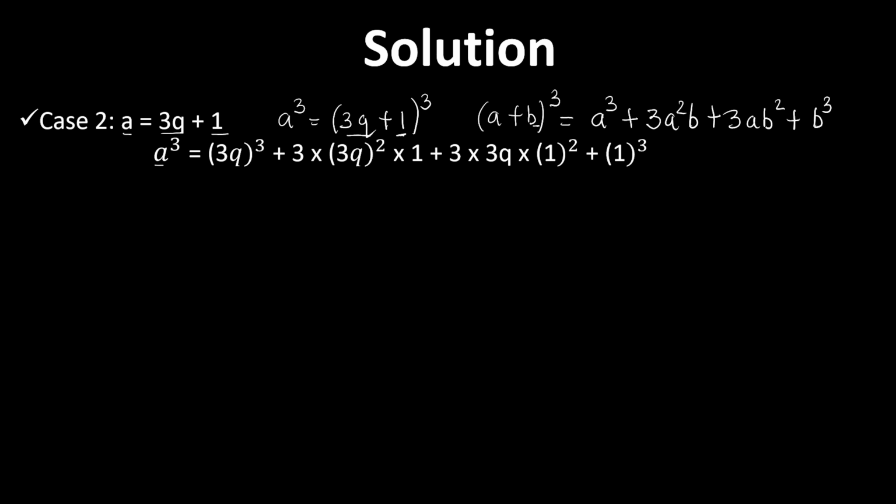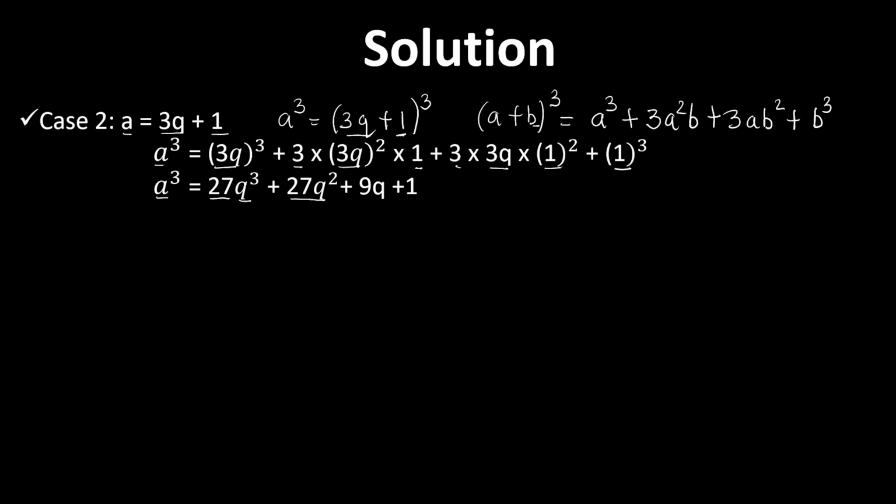So a cube can be written as 3q whole cube plus 3 times 3q whole square multiplied by 1 plus 3 times 3q into 1 whole square plus 1 whole cube. So if we simplify this entire expression, we will get a cube is equal to 3q whole cube will become 27q cube.